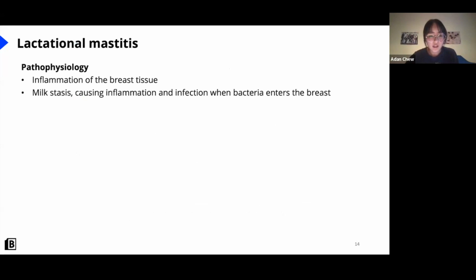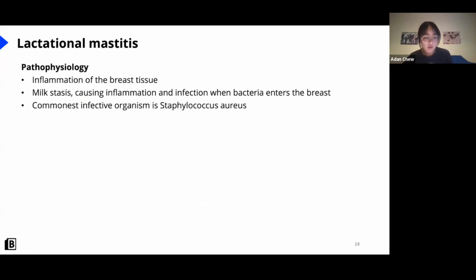So just a brief overview about lactational mastitis. It's the inflammation of breast tissue, and it's most commonly caused by milk stasis. When bacteria come across that milk stasis, they can cause infection and inflammation. The commonest infective organism is Staph aureus, because it's usually present on the skin, so it can easily go into the milk ducts and cause an infection. That can be quite annoying, and that's why we use flucloxacillin, because it's a gram-positive cover.